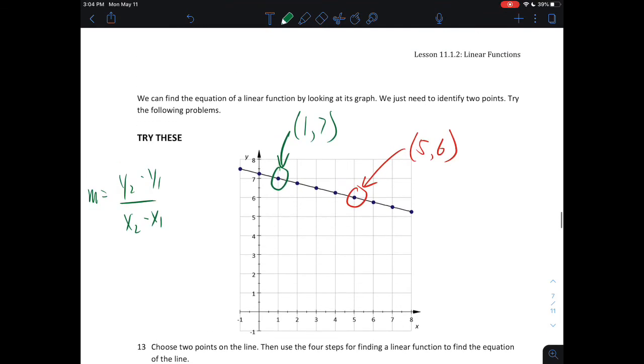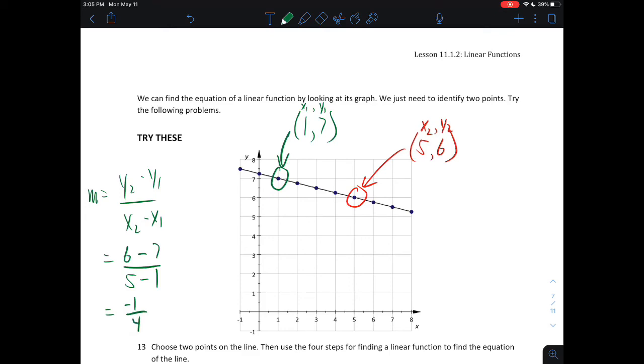Go back to the points that you just wrote down, and if you just want to organize this from left to right, 1 comma 7, I can say that 1 is x1 and 7 is y1. And then for 5 comma 6, I can say 5 is x2 and 6 is y2. So for my slope, I would have y2, which is 6, minus y1, which is 7, divided by x2, which is 5, minus x1, which is 1. That gives me 6 minus 7, which is negative 1, divided by 5 minus 1, which is 4.